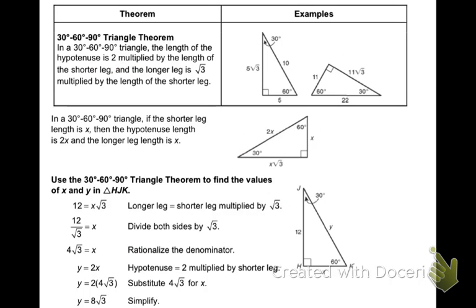The 30, 60, 90s. They're the tougher ones. Yeah, 30, 60, 90 triangles are tougher. Why? Well, now you have to remember 3 rules because there's 3 different angles, not just 2. So in a 30, 60, 90 triangle, the length of the hypotenuse is 2 multiplied by the length of the shorter leg. And the longer leg is the square root of 3 multiplied by the length of the shorter leg.